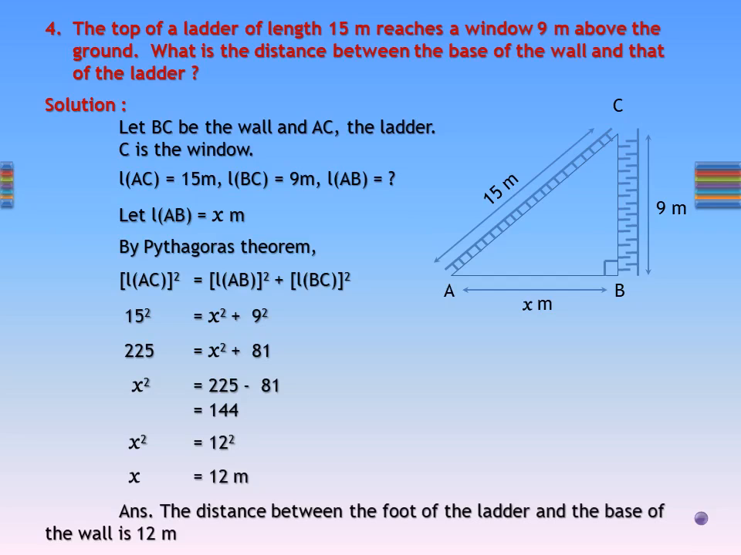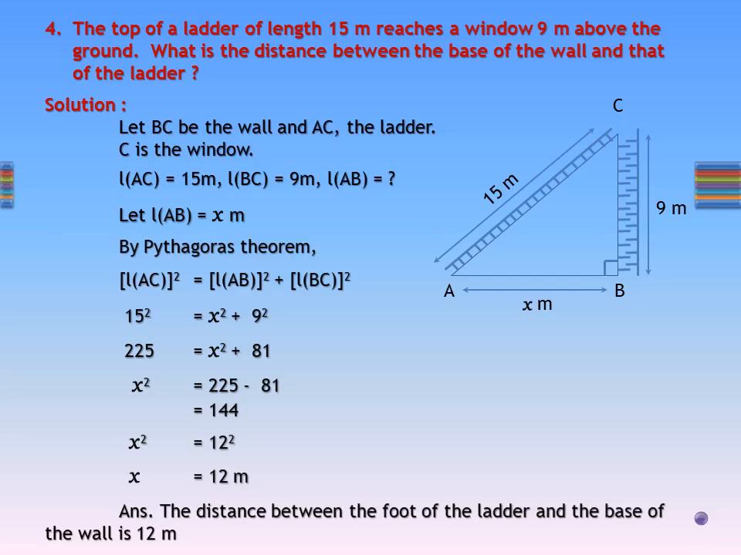Given the length of the ladder is 15 meter and the window is 9 meter above the ground. Here A is the foot of the ladder and B is the base of the wall. And we have to find the distance between the base of the wall and that of the ladder. That means we have to find segment AB. So let us solve this sum.